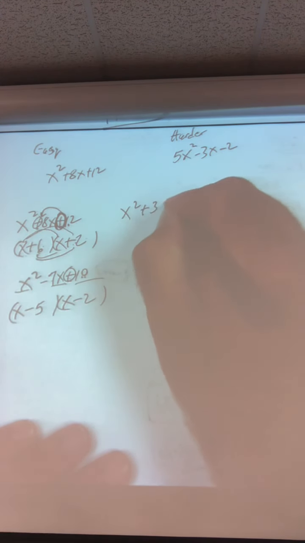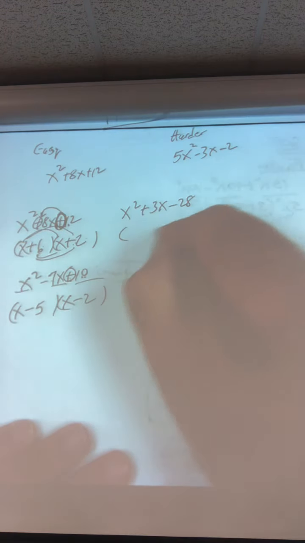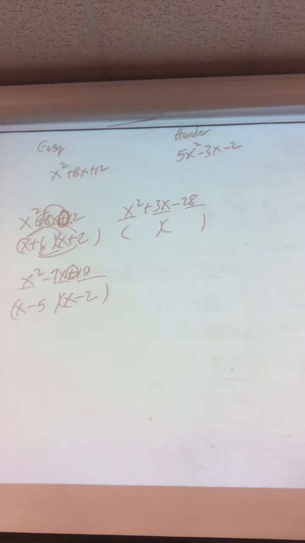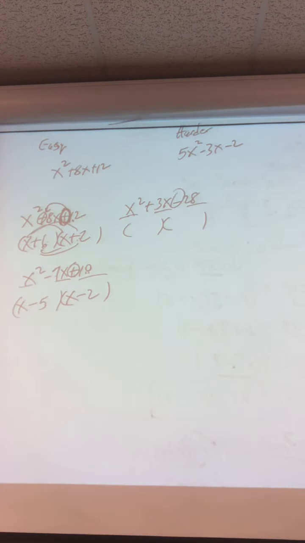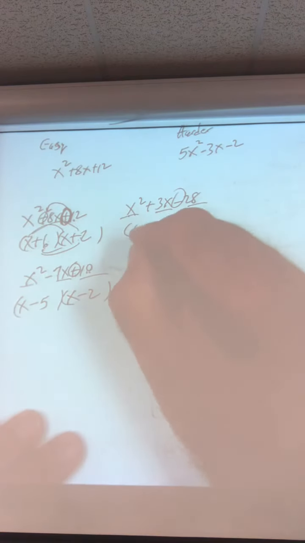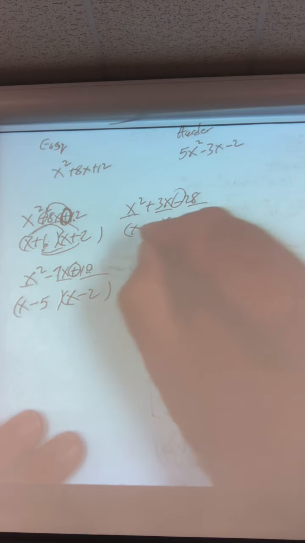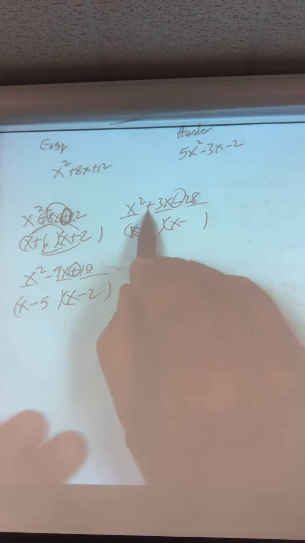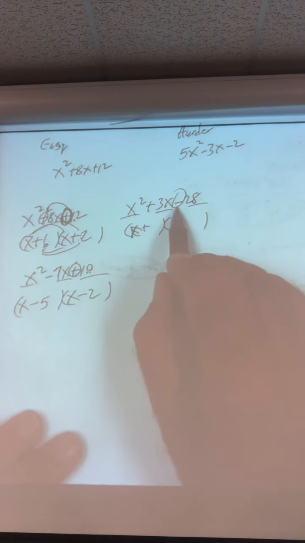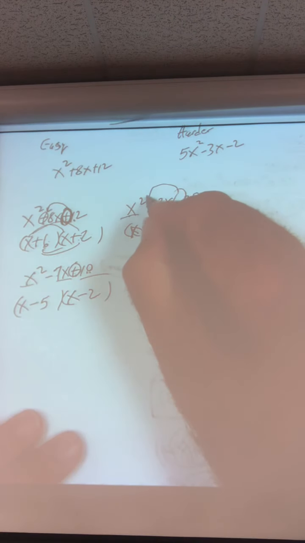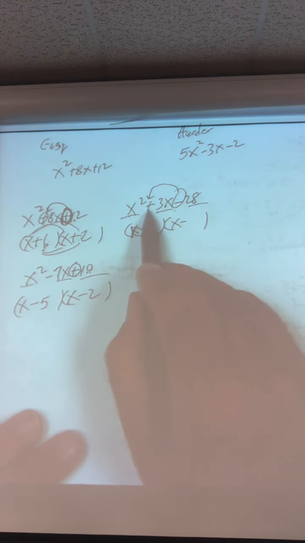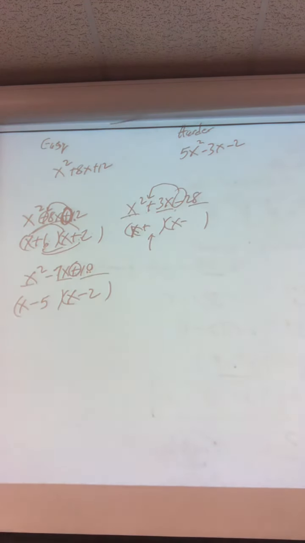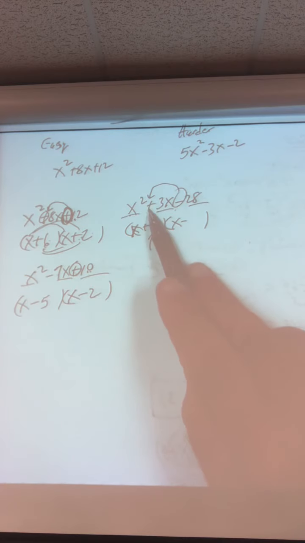X squared plus 3x minus 28. This is a trinomial. There's no GCF. This tells me the signs are different. So this is an x and an x. One's a plus and one's a minus. Now, what does this sign tell me then? If this sign tells me the signs are different, this tells me that the biggest number is going to be behind the positive. So my bigger number is going to go right there. Signs are different. Largest is positive.